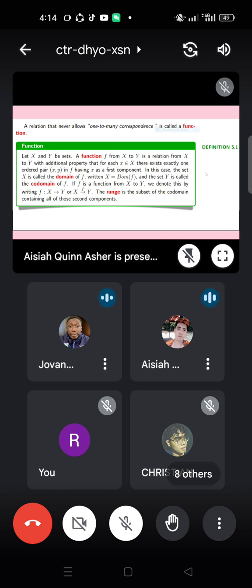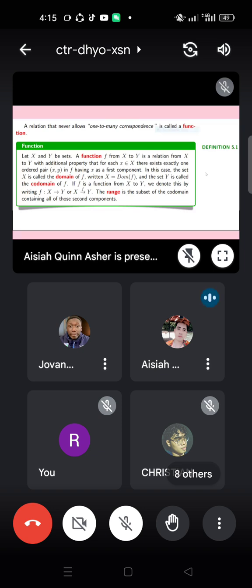Okay, so based on the definition 5.1, which is the function, let x and y be sets. A function f from x to y is a relation from x to y with the additional property that for each x an element of x, there exists exactly one ordered pair, x and y, in f having x as a first component. That is called a function, if there is exactly one ordered pair in the set.